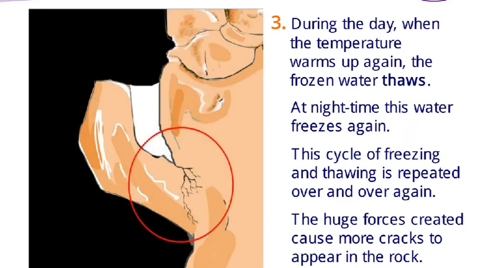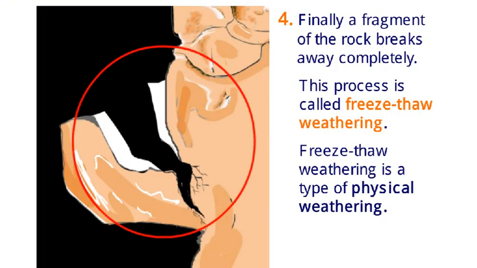During the day, when the temperature warms up again, the frozen water thaws. At night, this water freezes again. This cycle of freezing and thawing is repeated over and over again. The huge forces created cause more cracks to appear in the rock. Finally, a fragment of the rock breaks away completely. This process is called freeze-thaw weathering. Freeze-thaw weathering is a type of physical weathering.